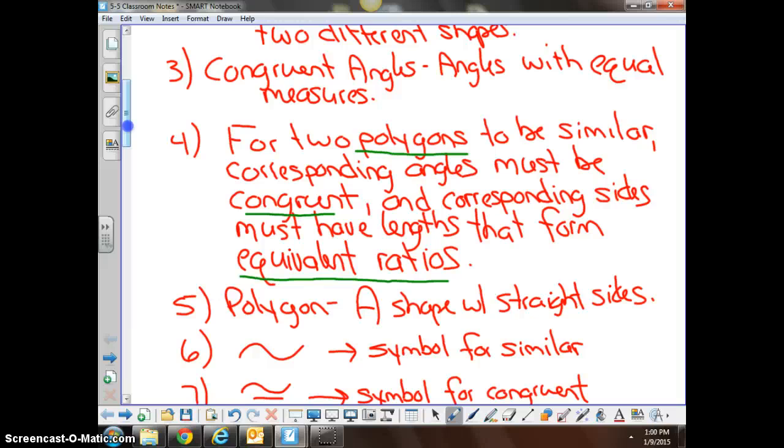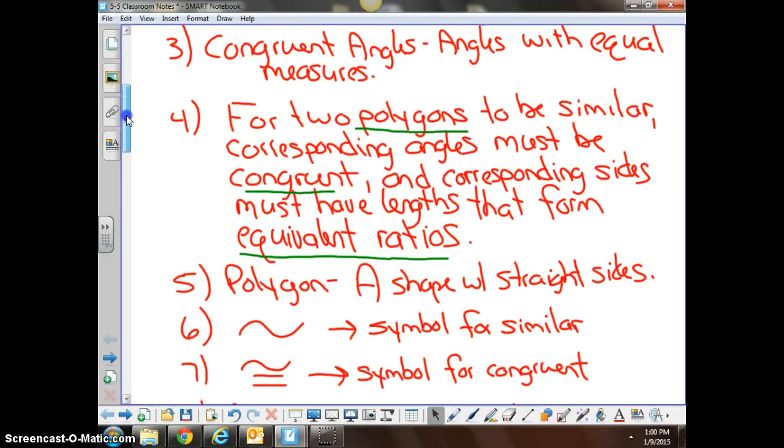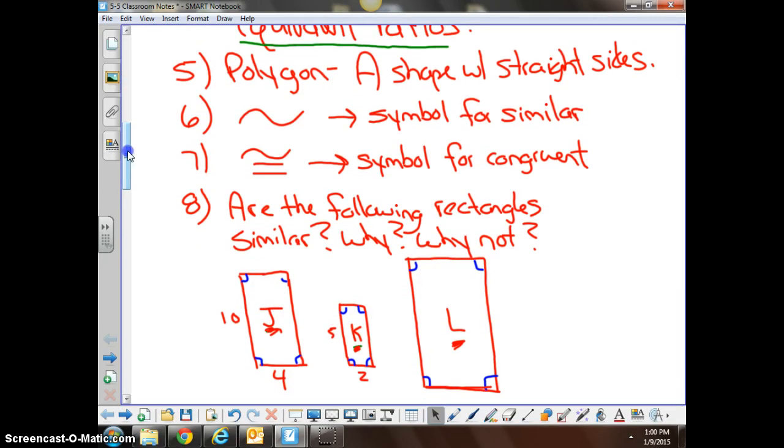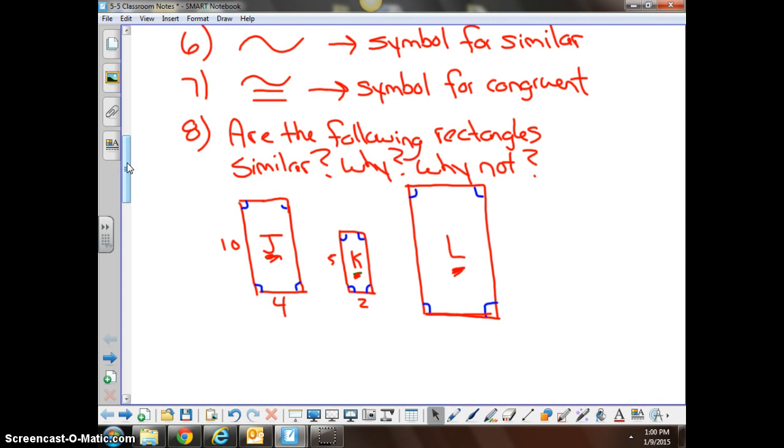Anyways, the rule here for number 4 would be for 2 polygons to be similar, corresponding angles must be congruent, so they must be equal. And corresponding means they're in the same position on that shape. And corresponding sides, again in the same position on that shape, must have lengths that form equivalent ratios, or proportions. A polygon is a shape with straight sides. We already said that.